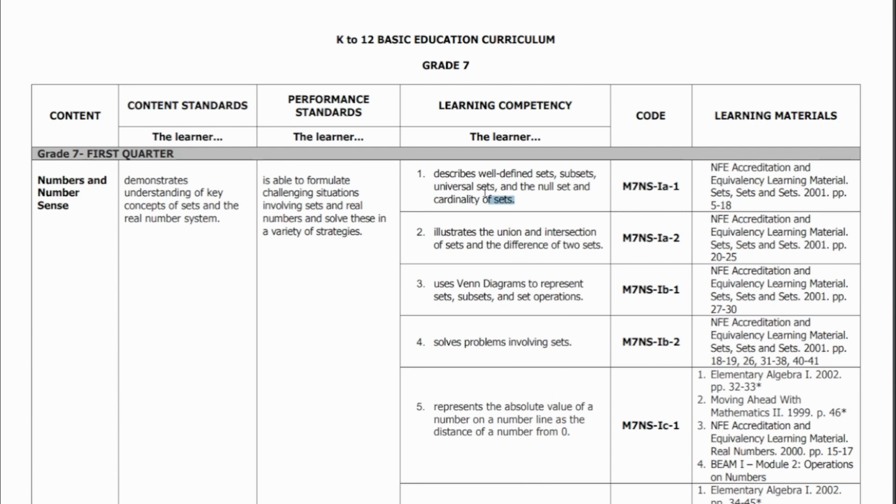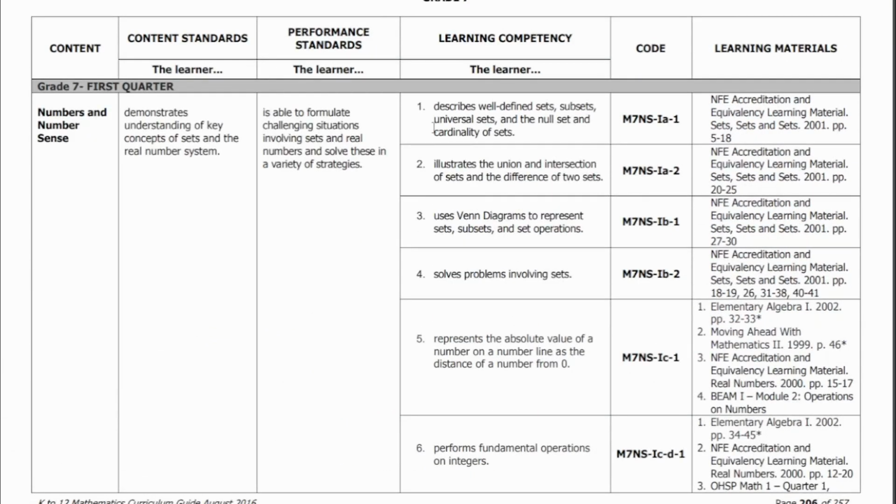So I will have a video on this one and then this one. So you will see how many videos I will have for each quarter just by looking at the learning competency. Though some of the competencies here need to be separated into different videos.